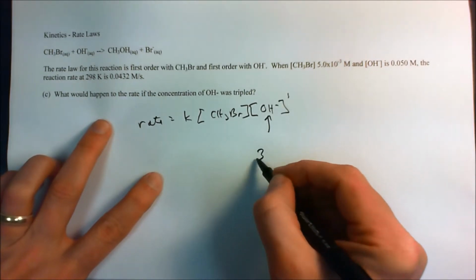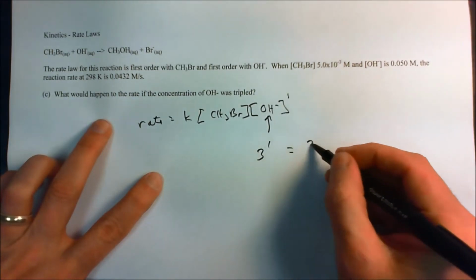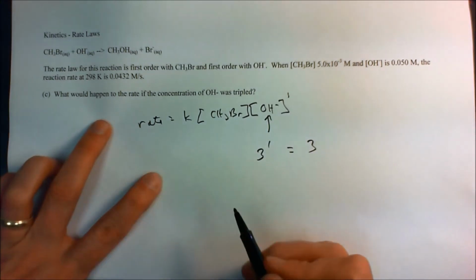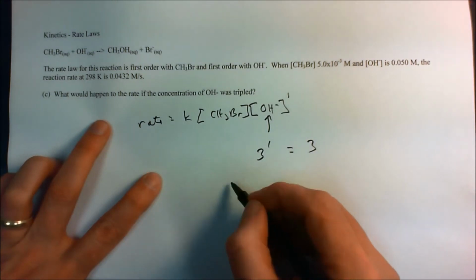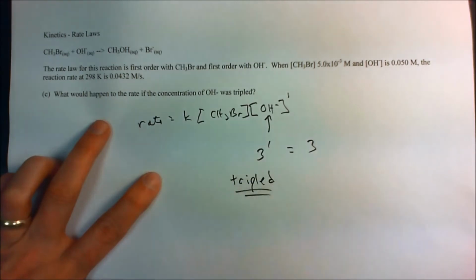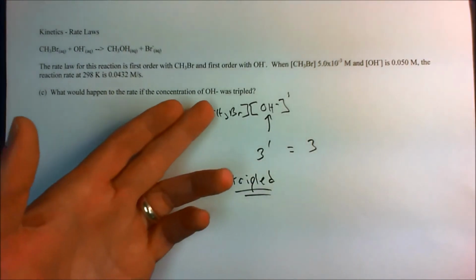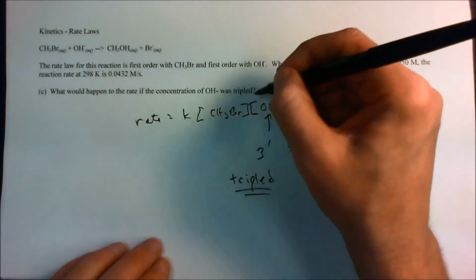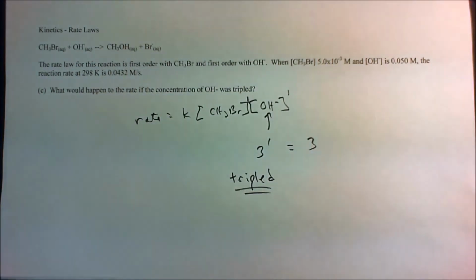This is the same as saying 3 to the first, and that means the rate is going to be 3 times. So the rate is going to be tripled. That's what's going to happen. If we triple the OH concentration, we're going to triple the rate. If we triple the concentration of methyl bromide, we're going to triple the rate. Whatever it is.